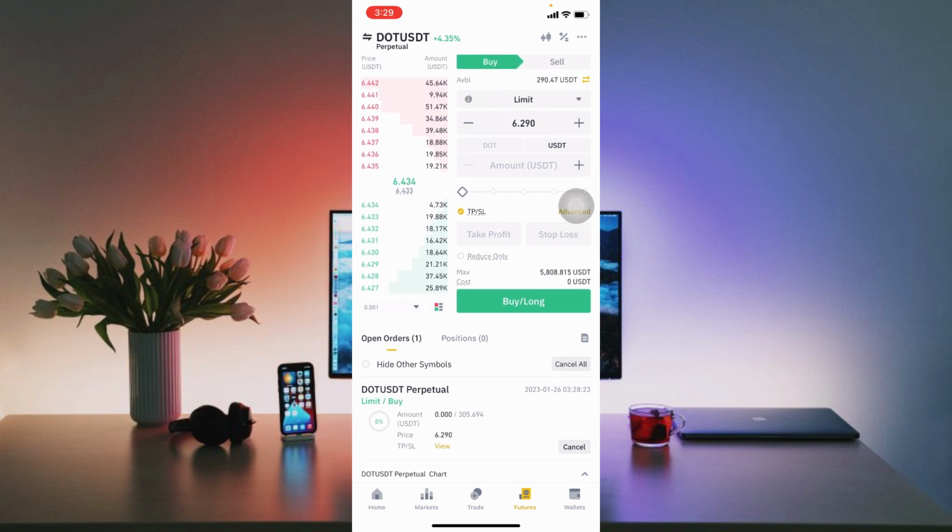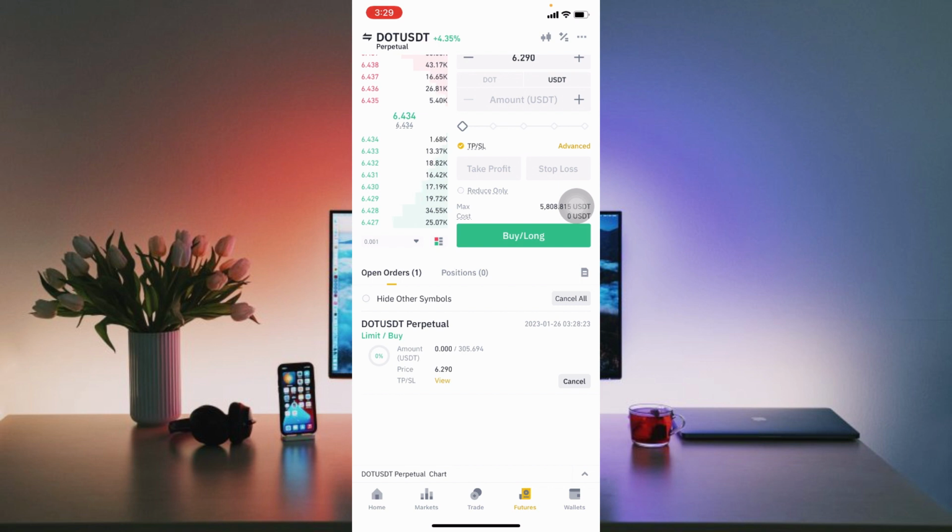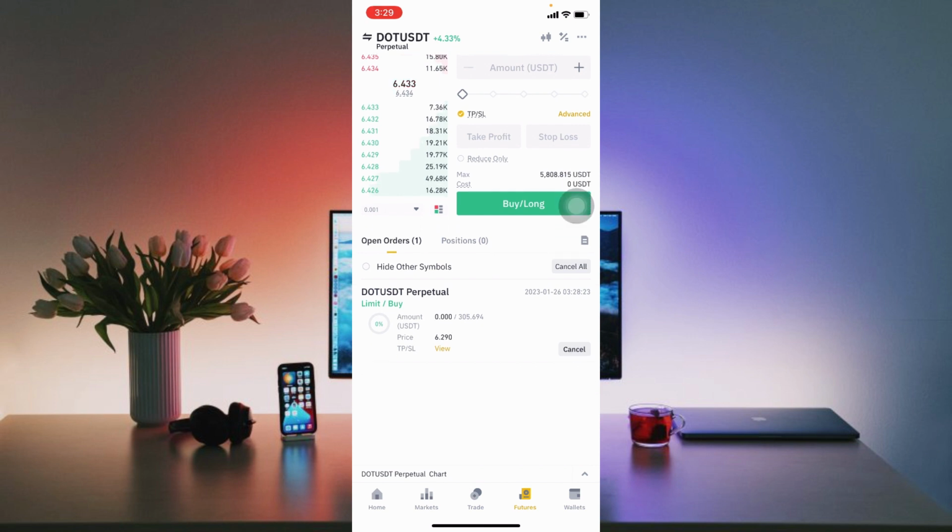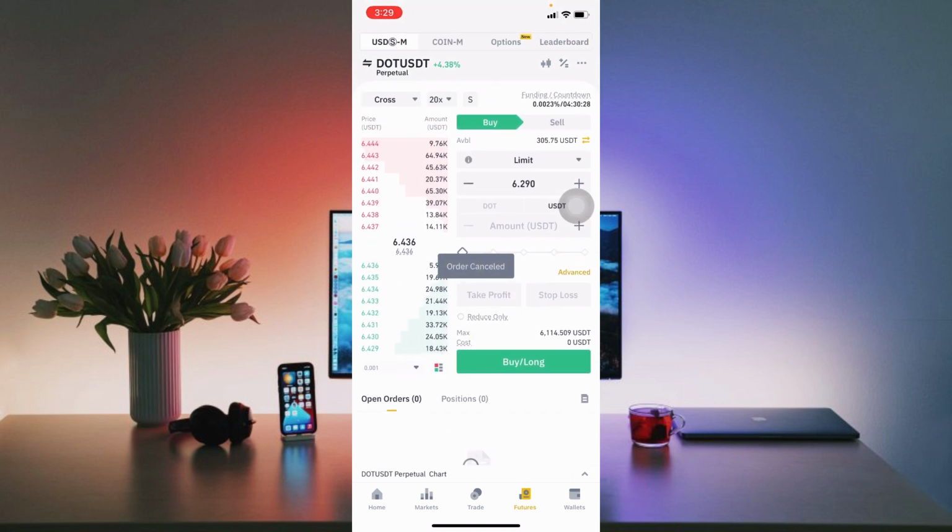Okay, so limit orders will appear here. So if it reaches 15 hours or 14 hours and it has not triggered, just click on the cancel all button. If there are, let's say, 5 of them, you can just click on cancel all. But if you want to cancel one, you just click on cancel here to cancel it. Okay, so I've just canceled the order. So I showed you how to do this in limit order.